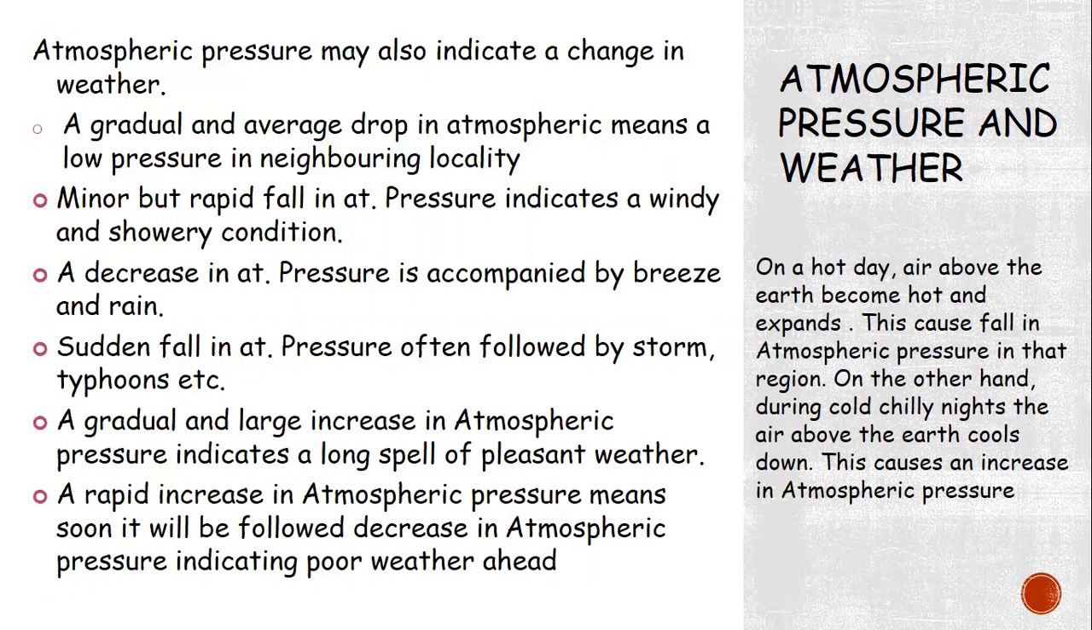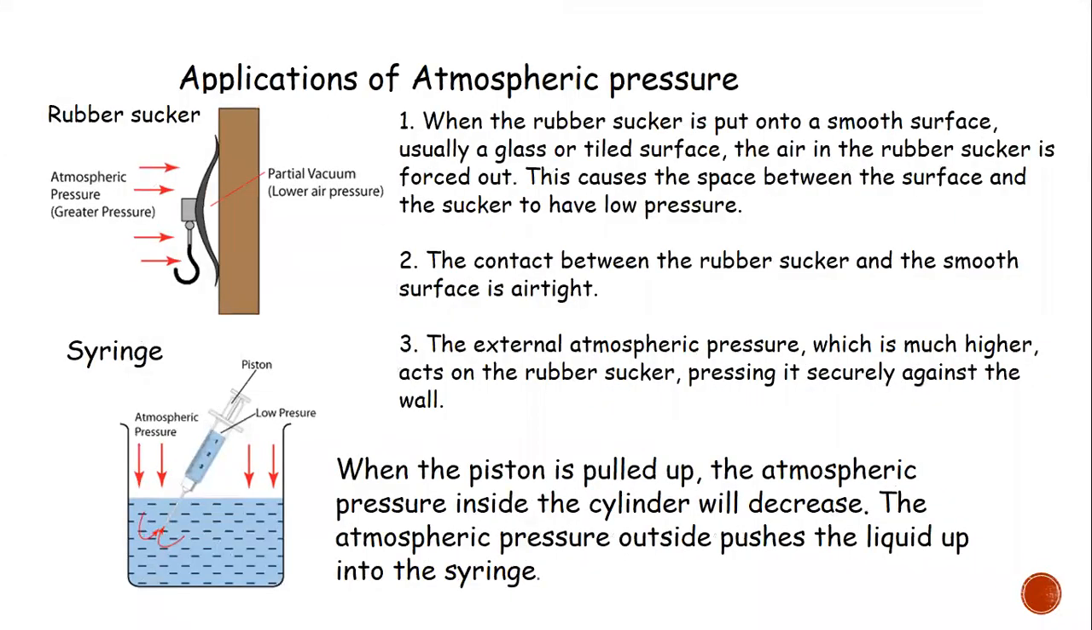A gradual and large increase in atmospheric pressure indicates a long spell of pleasant weather. A rapid increase in atmospheric pressure means it will soon be followed by a decrease in atmospheric pressure, indicating poor weather ahead. So the atmospheric pressure indicates a change in weather. We can predict the weather.